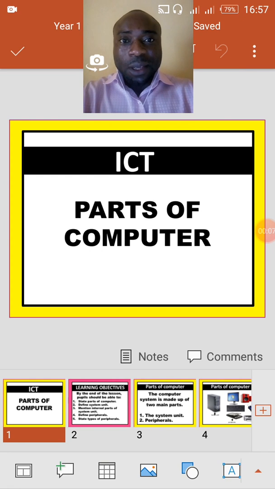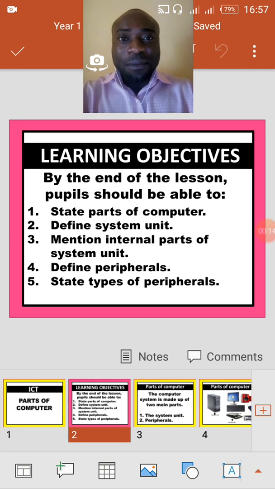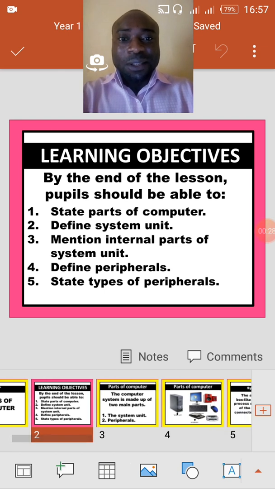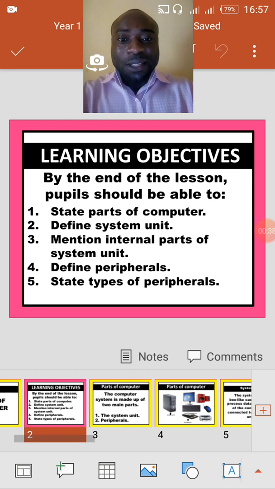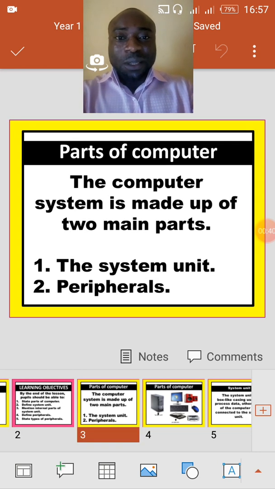Today our topic is parts of computer. Now let's look at what we have for today. 1. We are going to state parts of computer. 2. We are going to define system unit. 3. Mention internal parts of system unit. 4. Define peripherals. And 5. State types of peripherals. Now let's quickly look at the first learning objective.